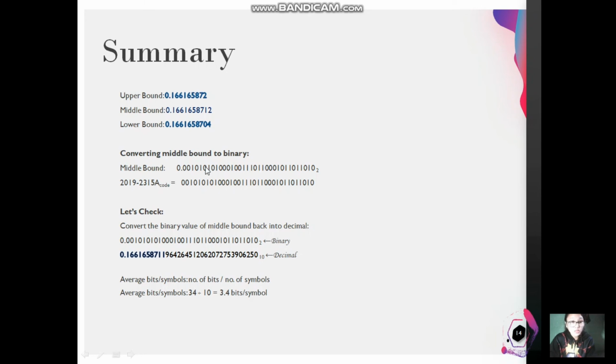Now in summary, we managed to find our upper bound, middle bound, and lower boundary values. We got the code word, we checked the accuracy of our middle bound conversion, and it was correct. And our average bits per symbol is 3.4 bits per symbol. So that will be all for today. Thank you.